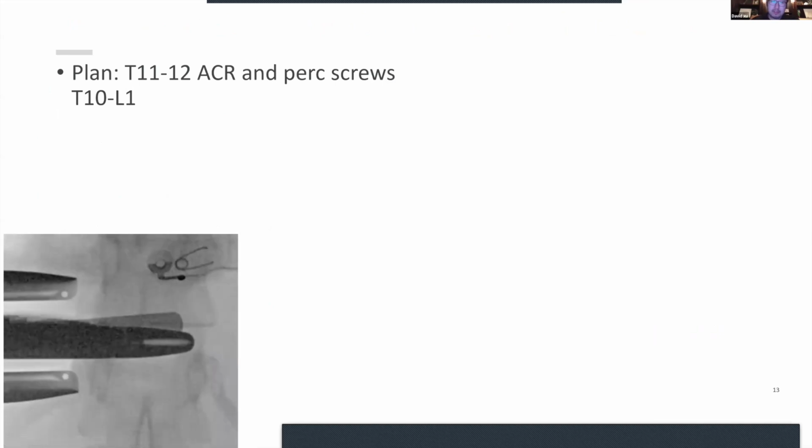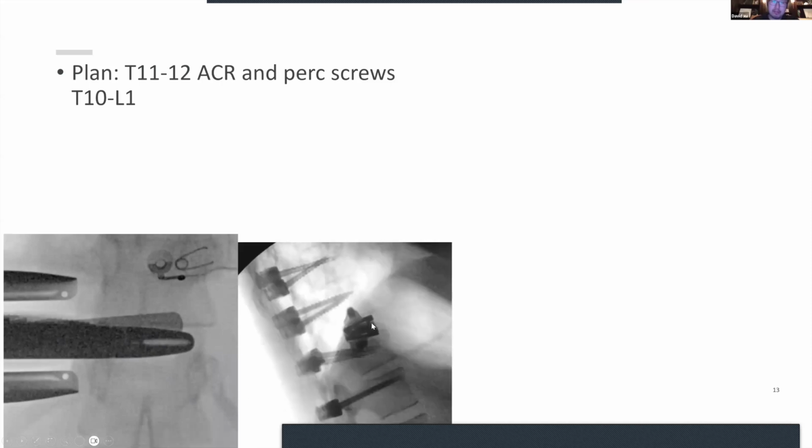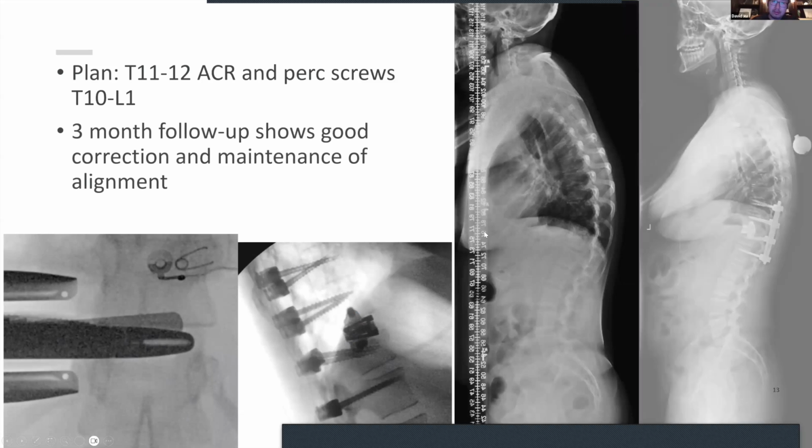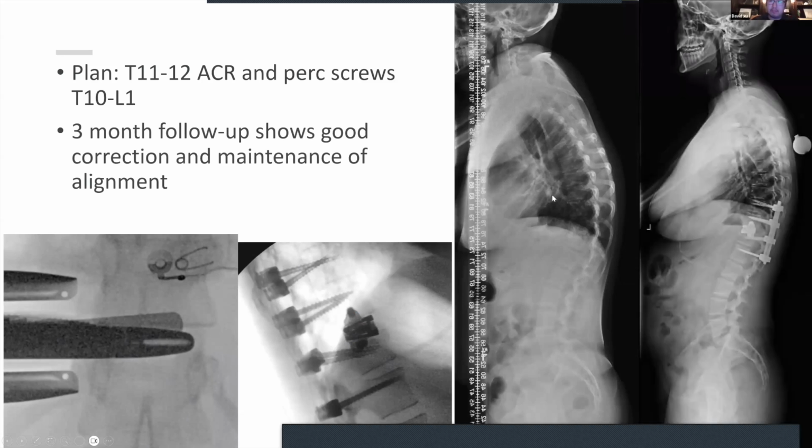And then finally, because she's so small, we have to use a pituitary as a temporary disc space distractor, but we're able to get an ACR cage in there. You can see that this area is now almost completely parallel with the pedicle screws. And 3 months later, before and after.